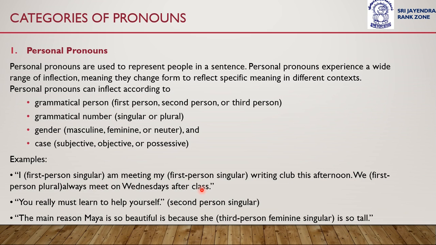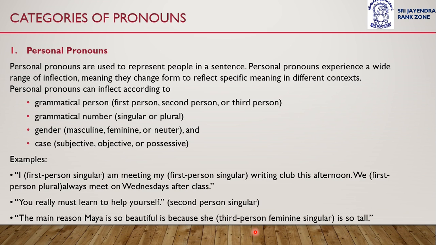Okay, another example can be: you really must learn to help yourself. Here you is a personal pronoun which is second person and singular form. Another example can be: the main reason Maya is so beautiful is because she is so tall. Here we have used she instead of Maya. She is a personal pronoun which represents Maya, and it is used because it is a third person feminine singular.